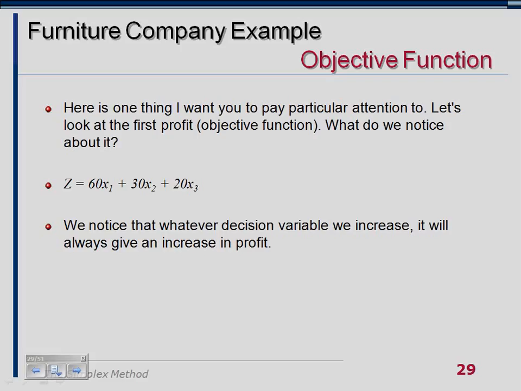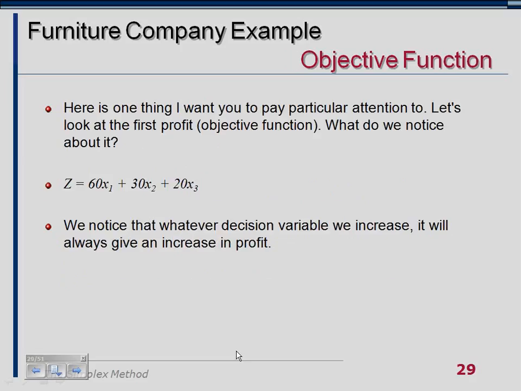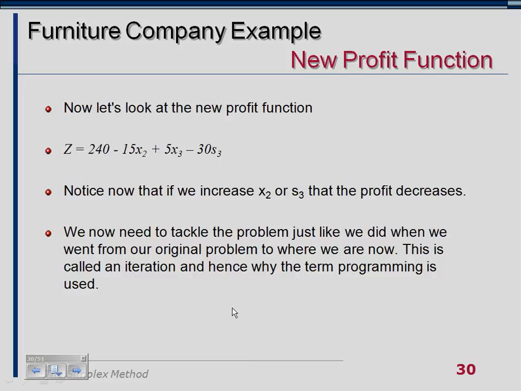So we were about right here, as I recall. And I said, let's take a look at the new profit equation. The first profit equation looked like this: Z equals 60x1 plus 30x2 plus 20x3. So in theory, we could increase any decision variable and get an increase in profit. We said, let's pick the one that gives us the most increase in profit and see how much we can actually increase that, which was constrained by the constraints themselves. If we take a look at our new profit equation, substituting in S3 for X3, we swapped out X3 and S3, we find that our new profit equation looks like this.